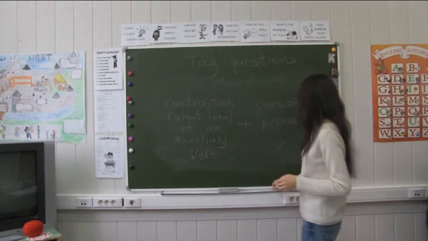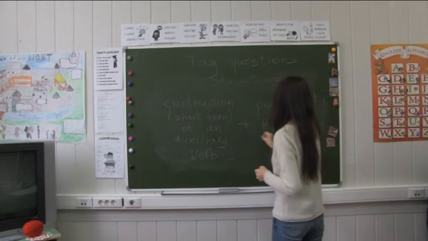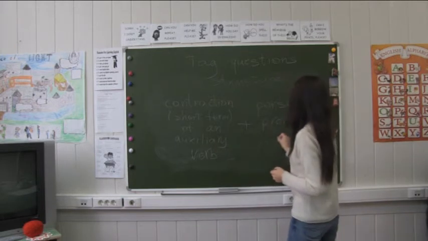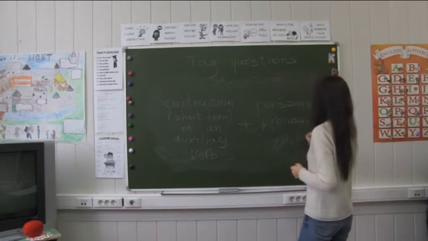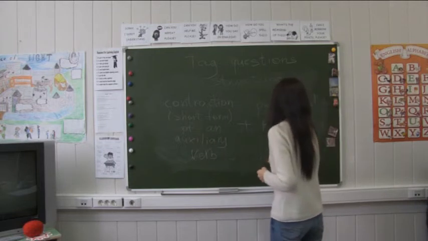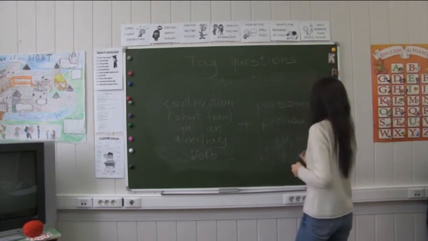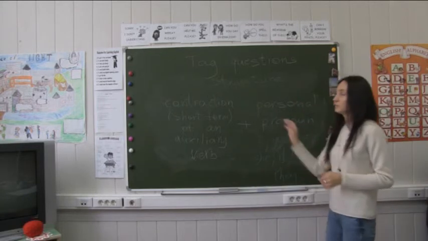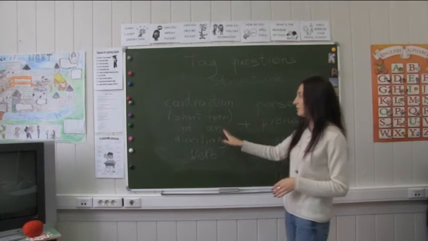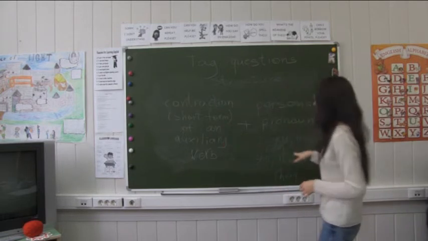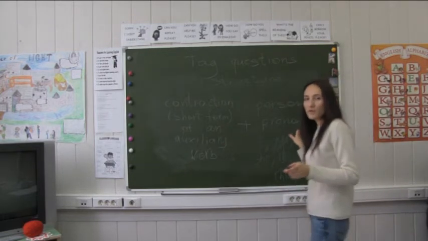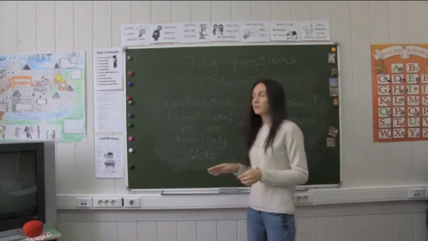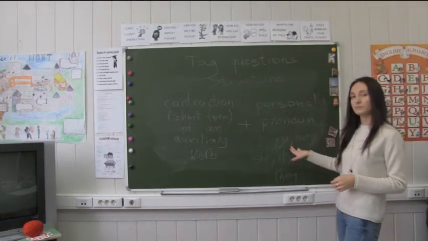So personal pronouns are words like I, you, he, she, it, we, and they. To make a tag question, you need a contraction form, a short form, and a personal pronoun. If you remember the example, you are a student, aren't you?